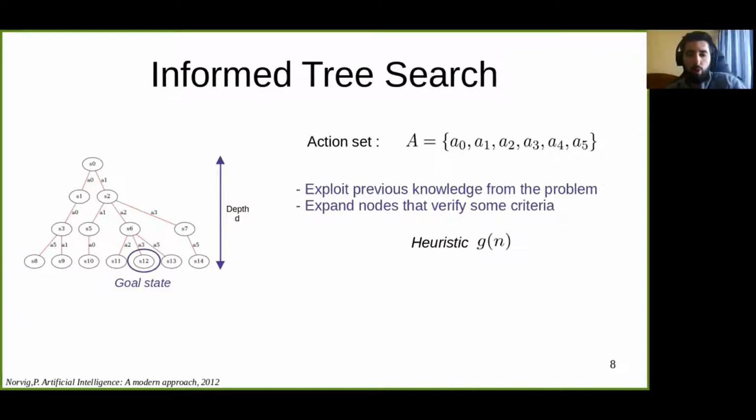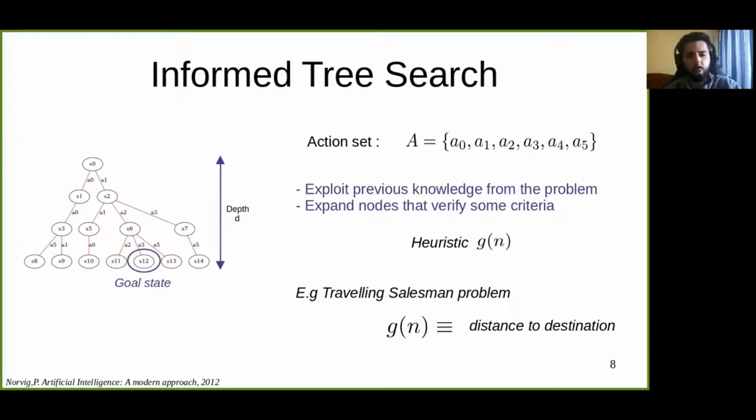Now, we use some heuristic function g of n, and so for example, for the traveling salesman problem, g of n could be the distance to destination. So in informed research, we prioritize over what nodes we expand. And so for the case of traveling salesman problem, we expand the node that is closer to the goal state.